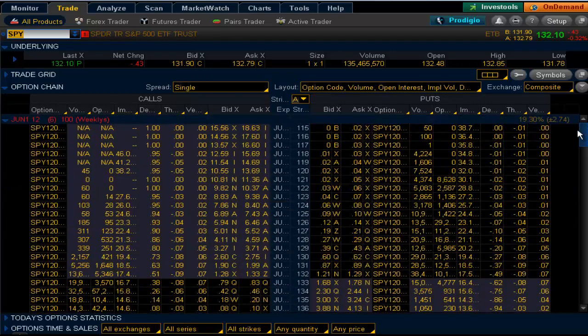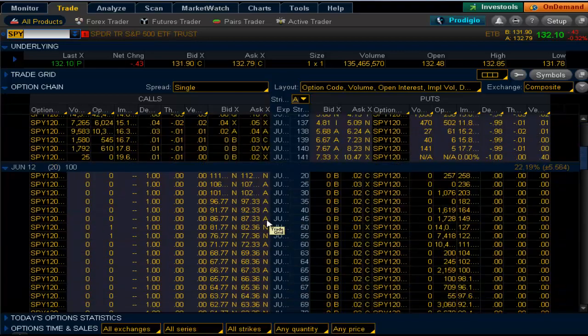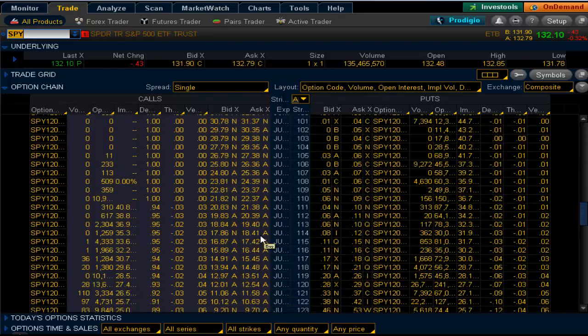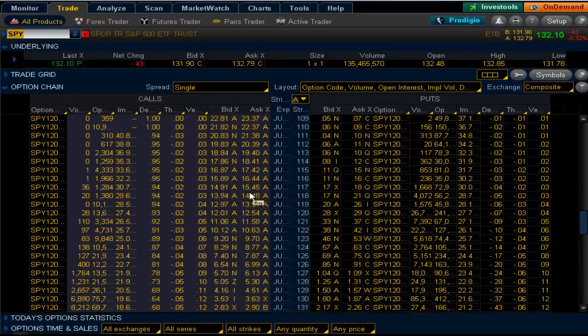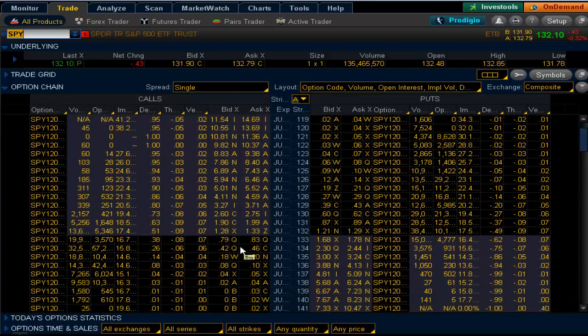However, when we look here, the spreads are going to be a little bit different in the weekly options compared to the monthly options here. Just because we're after the close, we're seeing spreads a little bit wider. So that's how to look at the option spread.